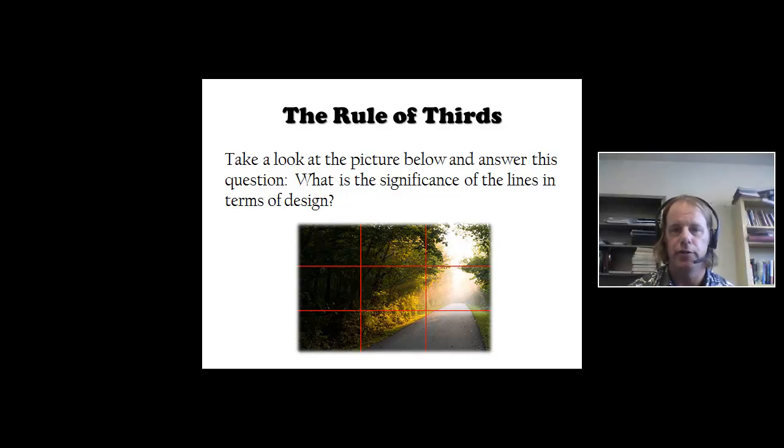Now the rule of thirds, I want you to take a look at the picture below and answer this question in the Zaption quiz that comes up. What's the significance of the lines in terms of design? Why are they important?